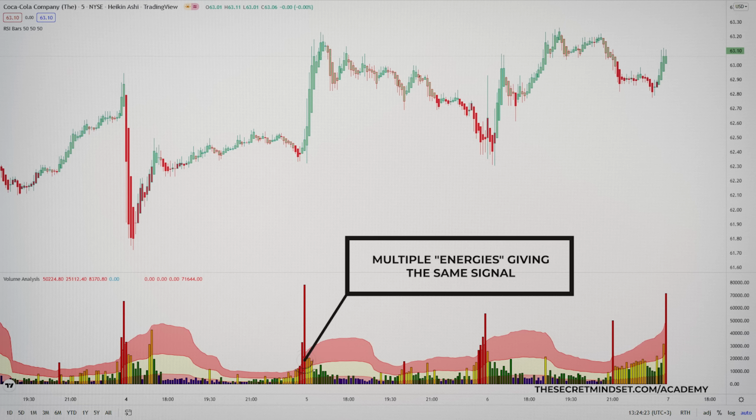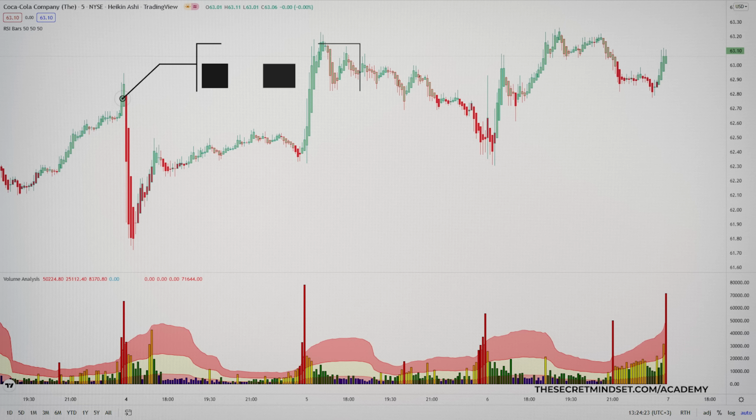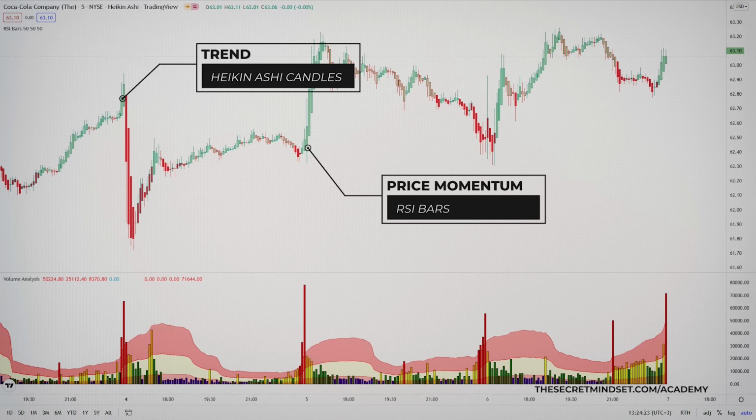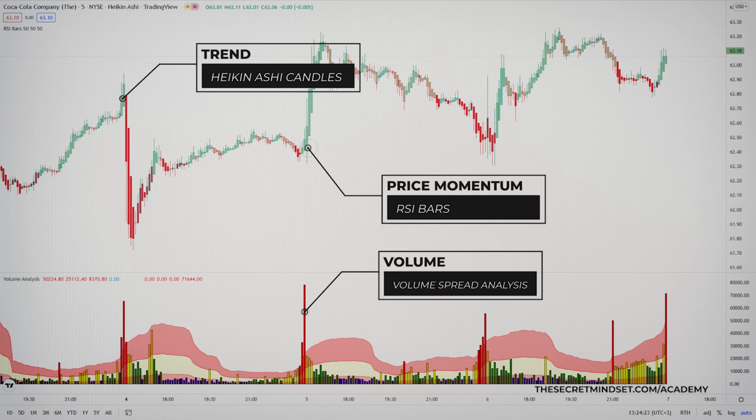buy or sell signal. For determining the trend, we'll use Heikin Ashi candles. For analyzing the price momentum, we'll use the RSI bars indicator. And for confirming our entry, we'll use a volume spread analysis indicator.